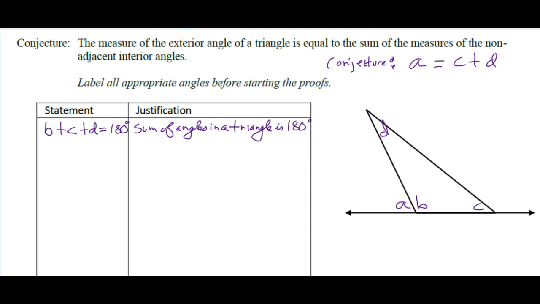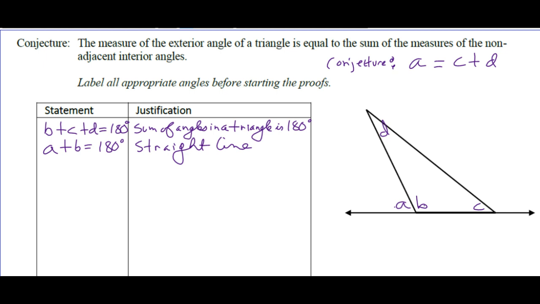Okay, what else is 180 here? A and B. So A plus B is 180, right? Straight line. So those are supplementary angles, or that's a straight line. Okay, so we know that A plus B is 180. We know that B plus C plus D is 180.